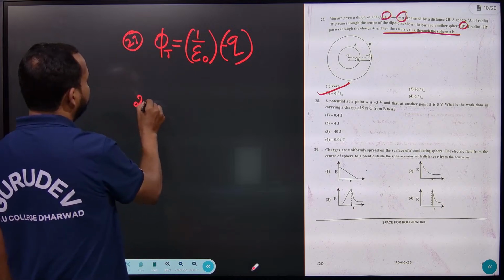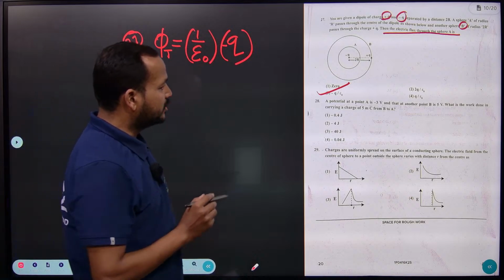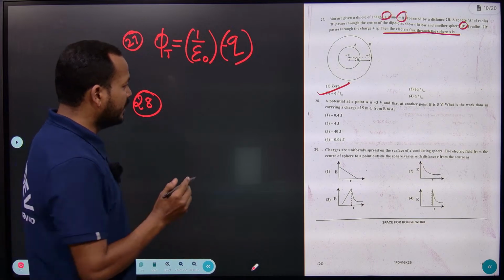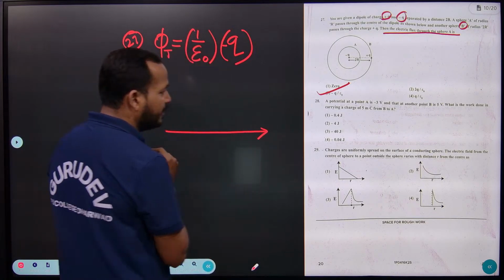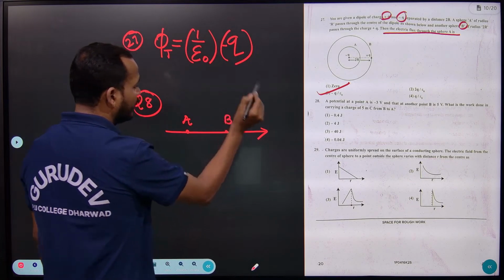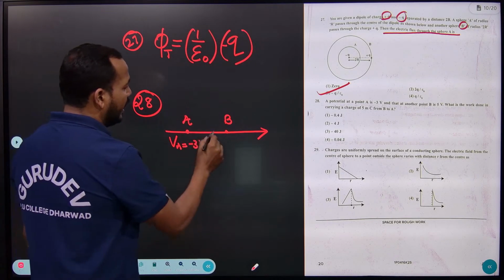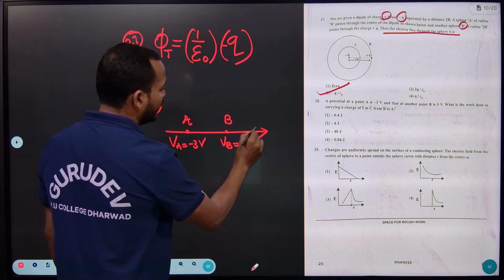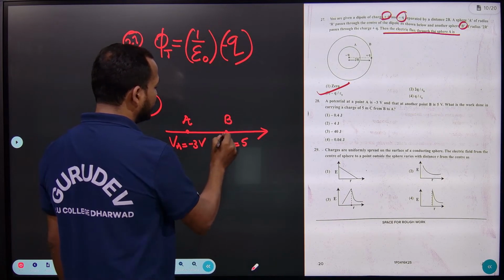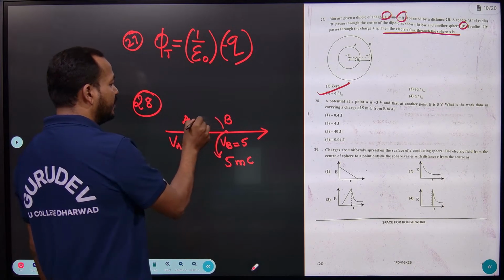Next question 28. If you observe question number 28, here it is given from the electrostatic potential chapter, second chapter. So here there is one electric field line, and there are 2 points, first point A and another point B. At first point VA potential is minus 3 volt and VB is 5 volt. Now here they are asking, what is the charge value? So here the charge is 5 millicoulomb, that is moving from B to A.